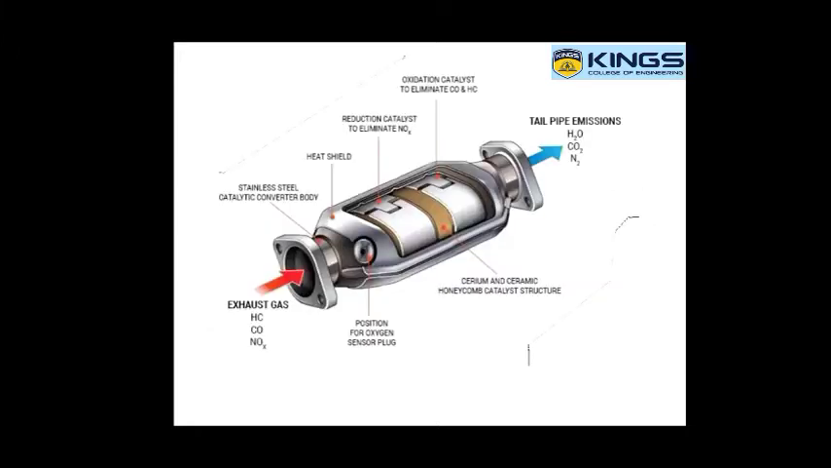This is an actual photograph of the catalytic converter. The exhaust gas, with HC, CO and NOx harmful gases, is going inside the catalytic converter. Then it is changed into H2O, CO2 and N2. There are two catalysts: one is the oxidation catalyst, another is the reduction catalyst. All the catalysts come in a cover of stainless steel body.